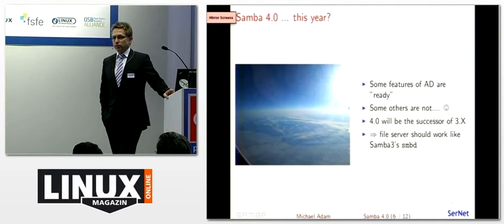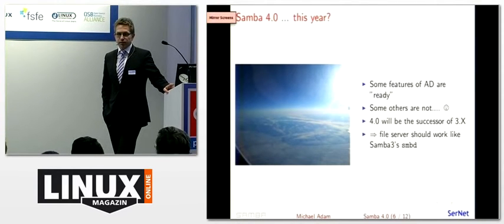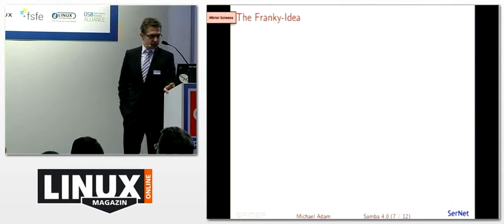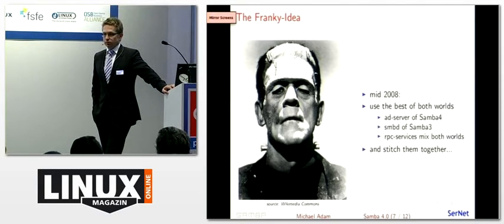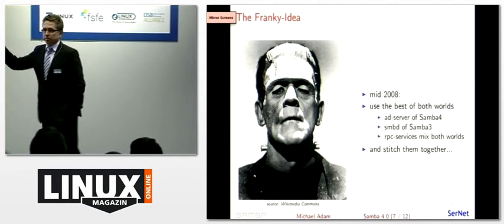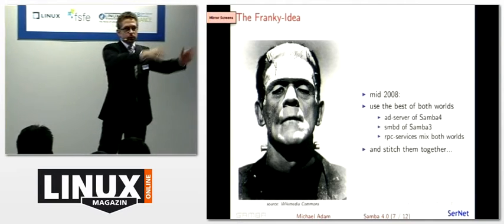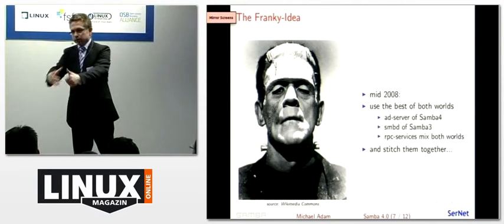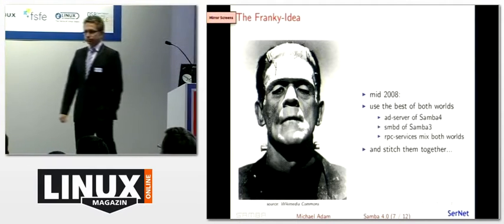There were ideas of really putting together the code bases completely before doing this, but this is a huge task and would have delayed the release for a couple of other years probably. So some time ago, in fact, the so-called Frankenstein idea was born. The idea was this: take the best parts of both of the Samba worlds, the Samba 3 world and the Samba 4 world, stitch them together to release a product.